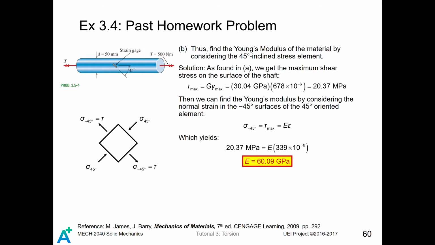For the 45-degree inclined element, the maximum tensile stress acting on this is just the maximum shear stress, but you know it is just E times epsilon, E times the axial strain. By substituting the values into it, you can find the Young's modulus of the material is 60.09 gigapascals. You may observe, wow, why? This number is just twice the shear modulus. Well, it is just considering this inclined stress element, but it is left to you to think of why.